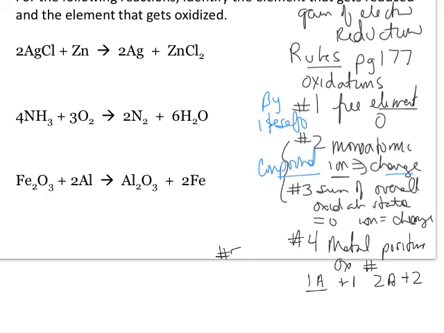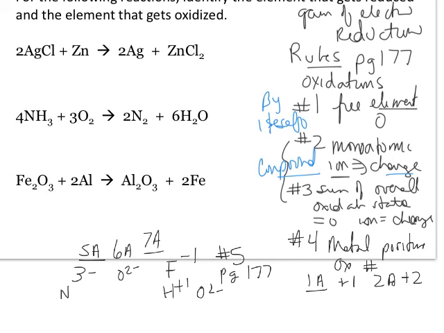Number 5 for your rules is a table. The non-metal table, it's actually not even numbered, but the table is on page 177. Whenever you see fluorine, it's a -1, fluoride. Hydrogen is +1. Oxygen is 2-. And if you have group 5A in the periodic table, it's a 3-, so it'd be like nitrogen. 6A, like oxygen, would be 2-. And 7A is all your halogens, which are 1-.